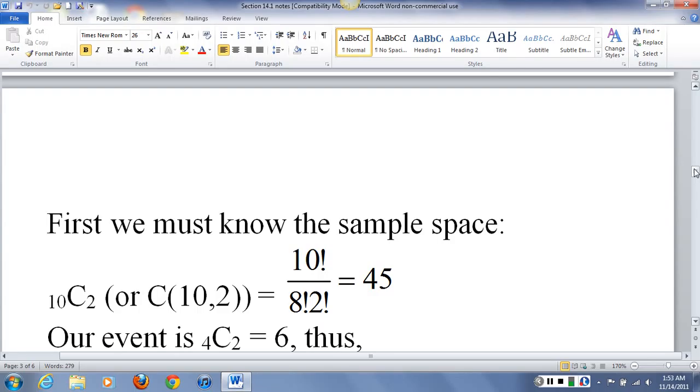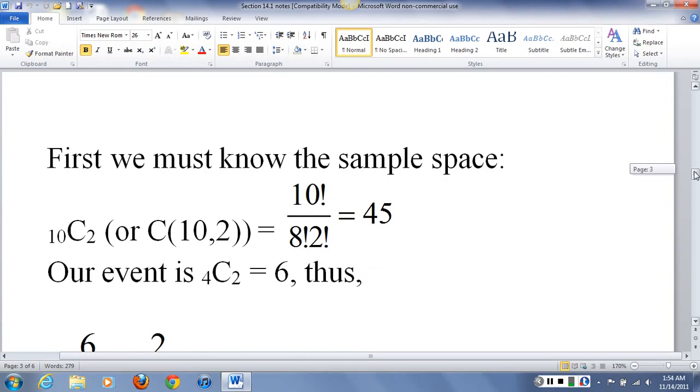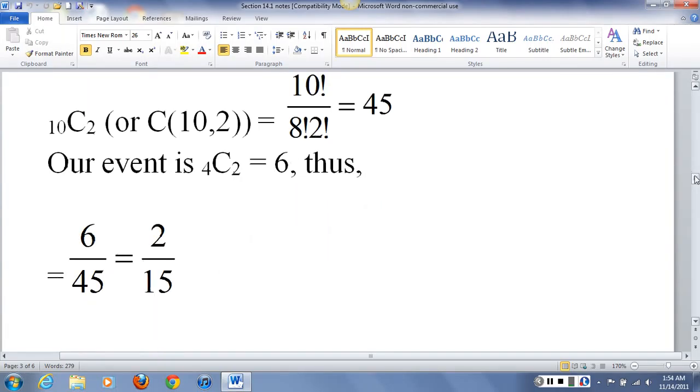Now what's the probability of our event? Well, specifically, we want to know how many ways can we choose 2 people from a group of 4. And in this case, 4 choose 2, which comes out to be 6. So using our theoretical probability model, we have 6 out of 45, or you could say 2 out of 15.